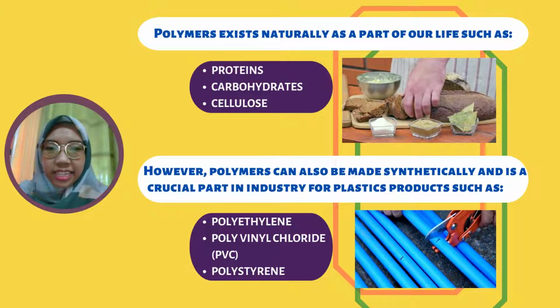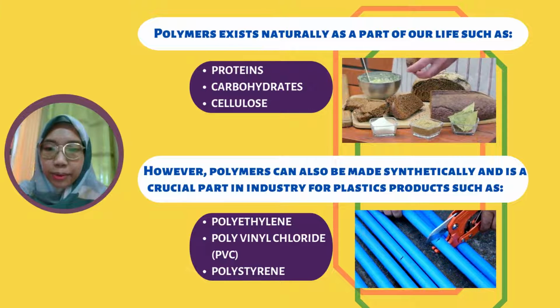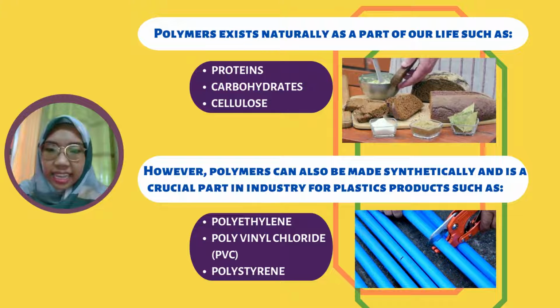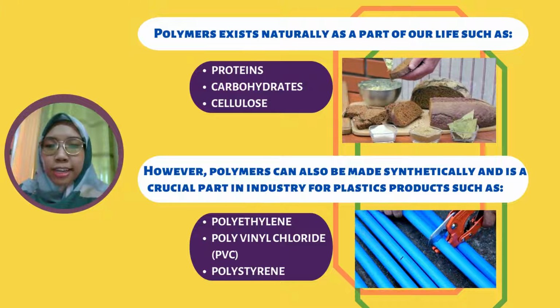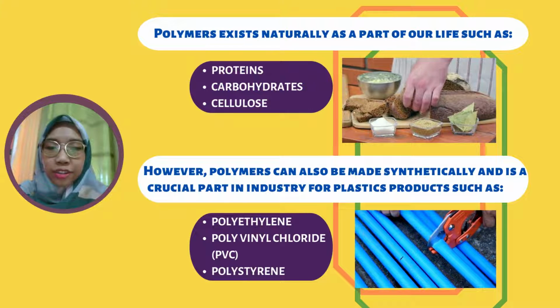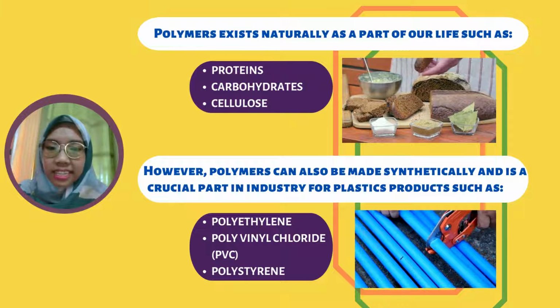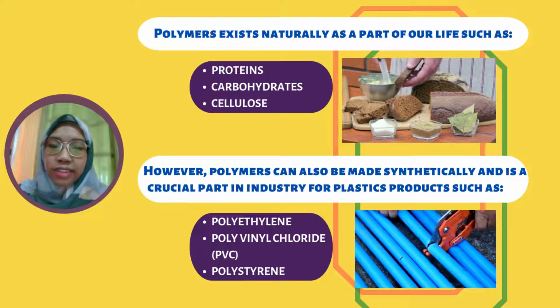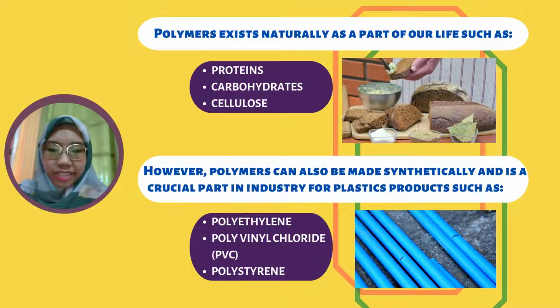Polymers exist naturally as a part of our life, such as in proteins, carbohydrates, and cellulose. However, polymers can also be made synthetically and are a crucial part of industry for plastic products, such as polyethylene, polyvinyl chloride, PVC, and polystyrene.